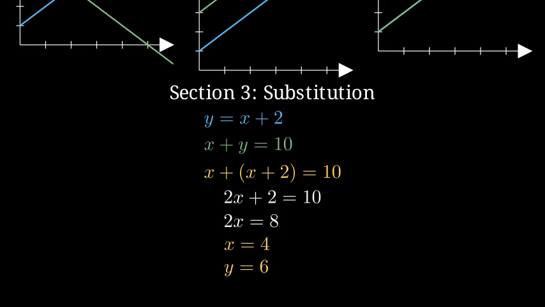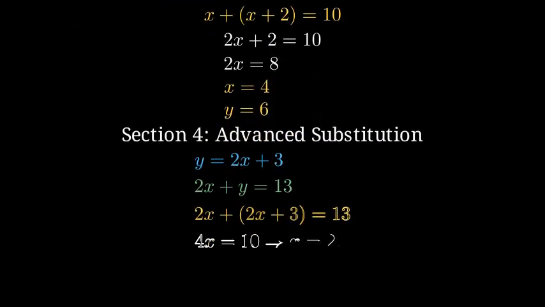That's why substitution works. Advanced substitution example. y equals 2x plus 3 and 2x plus y equals 13. Substitute to get 2x plus 2x plus 3 equals 13. That gives 4x plus 3 equals 13, x equals 2.5, and then y equals 8.